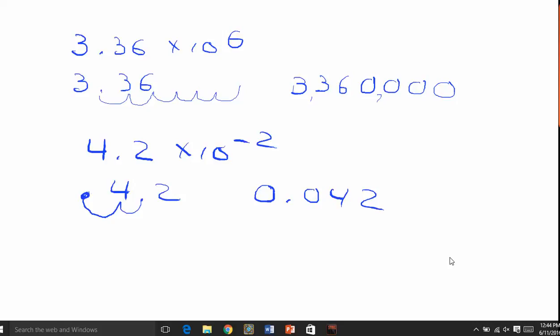There is your quick review of converting numbers to and from scientific notation. There'll be a little bit of practice here for you, and you should be good to go.